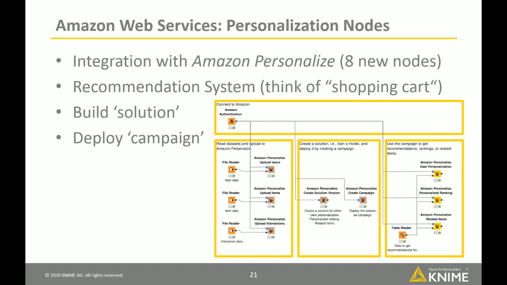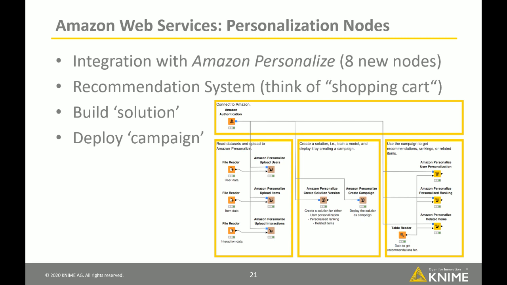More ML stuff. So we have an integration now with AWS personalization nodes. So we have 8 new nodes here that support Amazon Personalize, and they're there to help you build out a recommendation system using the Amazon service. So think of a shopping cart, right? When you go on to Amazon and you buy some mouthwash and you buy some toothpaste, then the system is probably smart enough to know that it should recommend you different types of toothbrushes, right? So how do they do that?